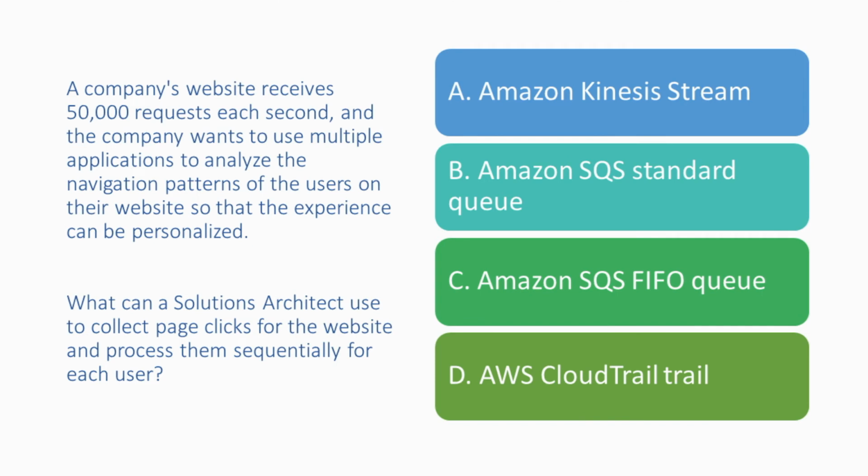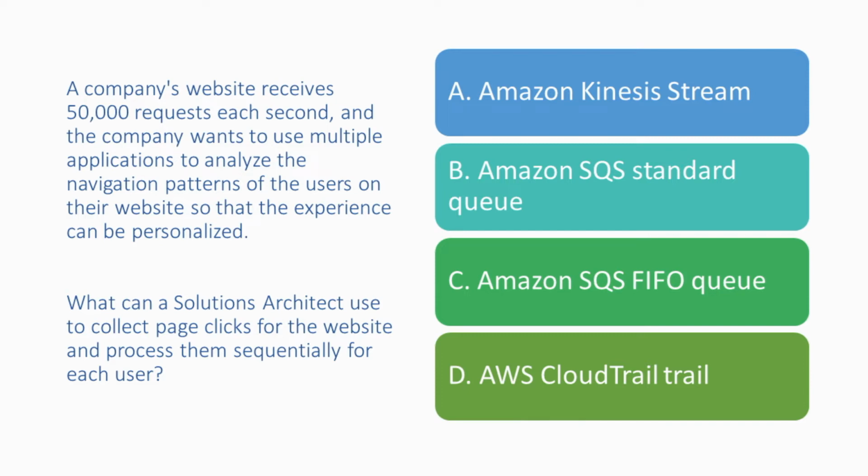A company's website receives 50,000 requests each second, and the company wants to use multiple applications to analyze the navigation patterns of the users on their website so that the experience can be personalized. What can a solutions architect use to collect page clicks for the website and process them sequentially for each user? Options we have: A. Amazon Kinesis Stream. B. Amazon SQS Standard Queue. C. Amazon SQS FIFO Queue. D. AWS CloudTrail.